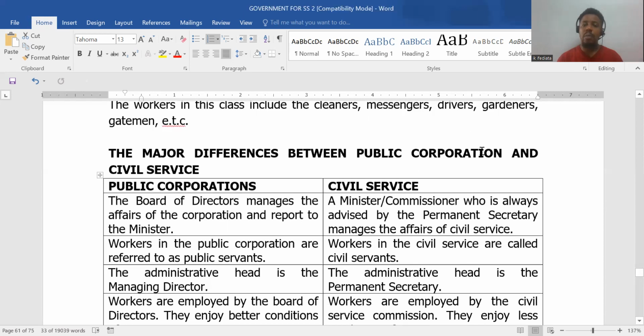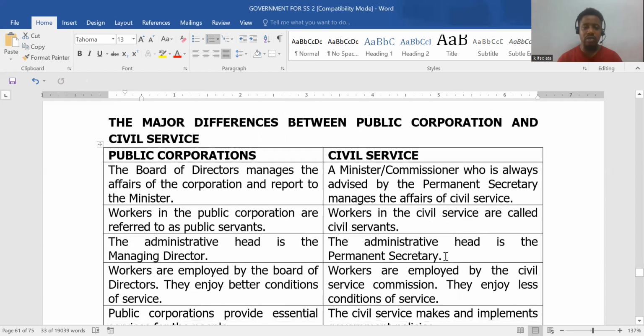Now, difference between public corporation and civil service. The board of directors manages the affairs of the public corporation. Now, a minister, a commissioner also manages the affairs of the civil service, and he is being fed information by the permanent secretary. Workers in the public corporation are called public servants. Workers in the civil service are called civil servants.